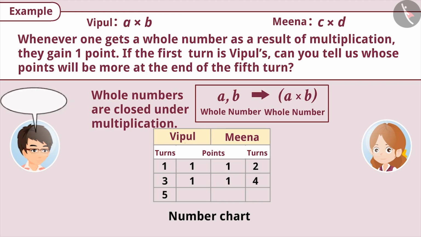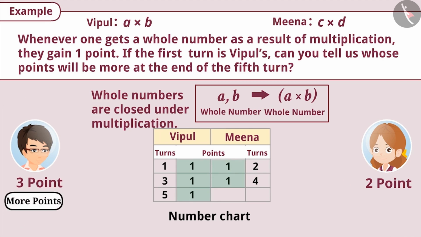Now, the fifth turn is Vipul's. Vipul picked the numbers 0 and 2. Will he get 1 point? Think for a while. Yes, you are right. 0 multiplied by 2 is equal to 0. And since 0 is also a whole number, Vipul will get 1 point. With this, Vipul scored 3 points and Meena scored 2 points. Thus, Vipul got the highest points.